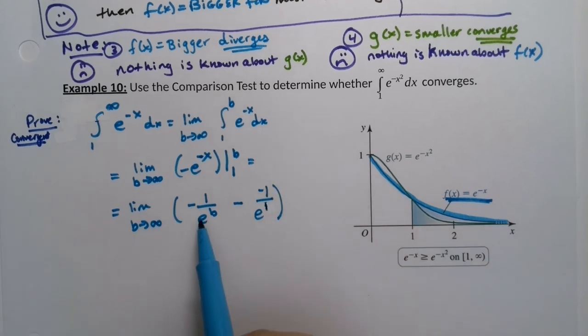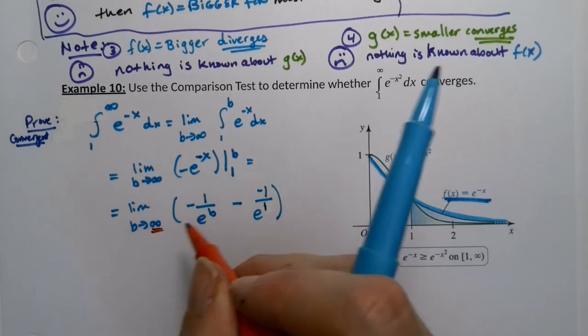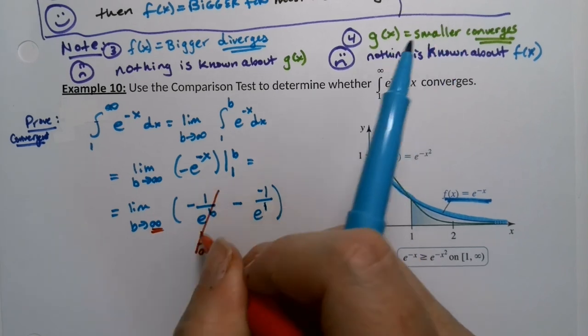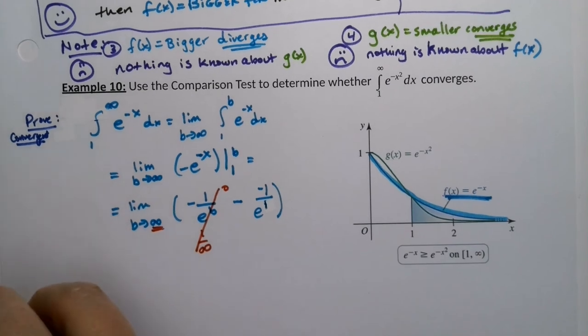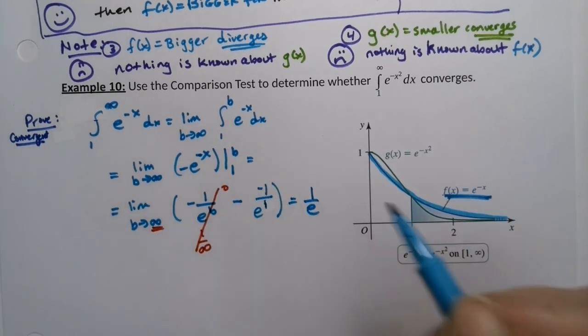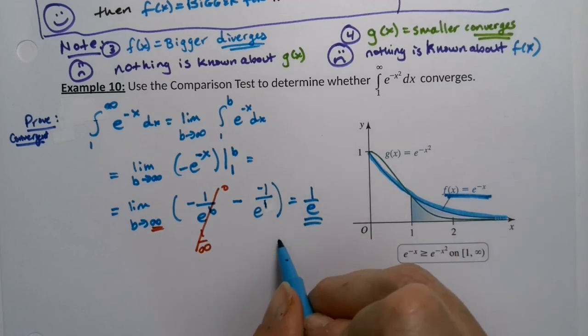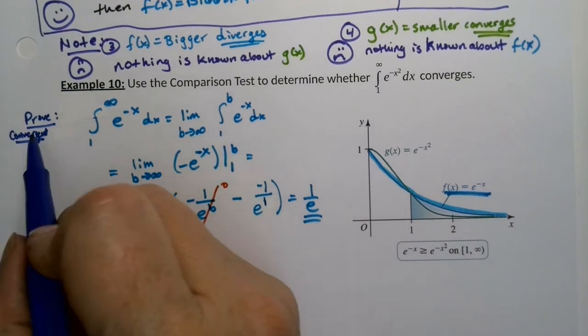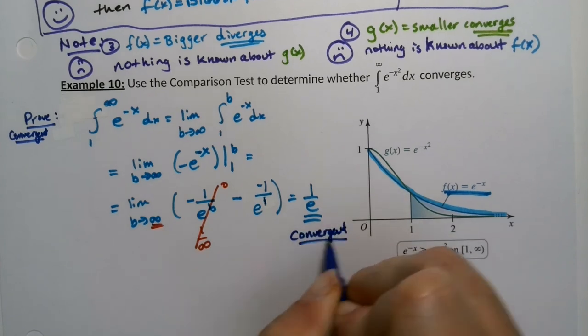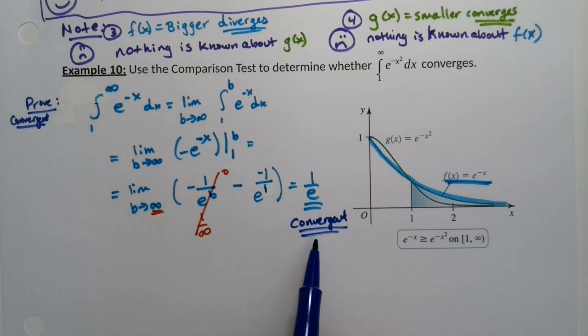Now if I put infinity in, let's think about that. This would be 1 over e to the infinity, so this is 1 over infinity, which means that this is 0. So that means that I have 0 minus negative 1 over e, which is 1 over e. So this is convergent. I've proven convergent.